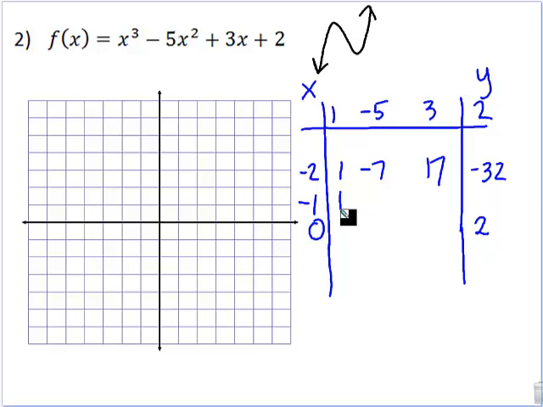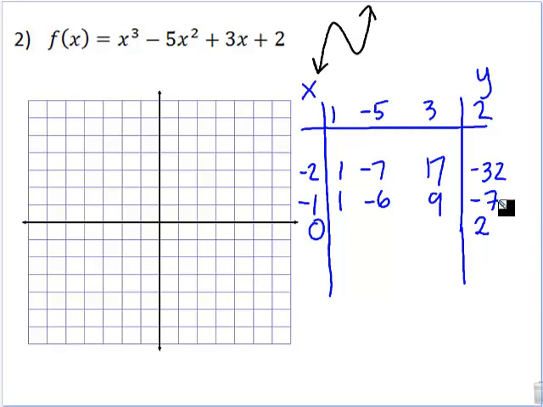Okay, so plug in -1, so drop the 1. -1 times 1, -1, add it to -5, -6. -6 times -1, 6, add it to 3, 9. 9 times -1, -9, and add it to 2. All right, -7. So let's plot some of these points on here so we see what's happening.